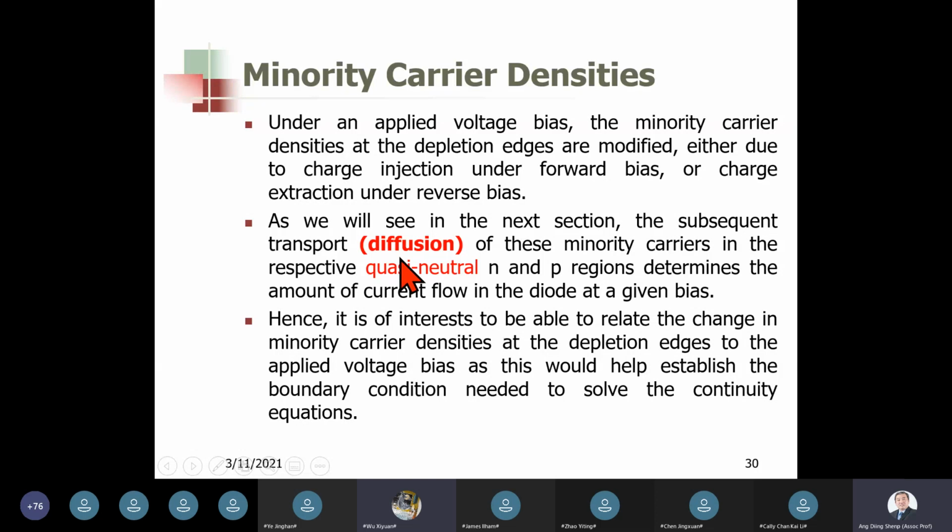I have also mentioned this earlier, right? So the resultant diffusion of these minority carriers in the quasi-neutral regions will determine the amount of current flow in the diode at a given applied voltage. Okay, so now we want to find a way to quantify the change in the minority carrier concentration at the depletion edges, as doing so would help us solve the continuity equation entirely.